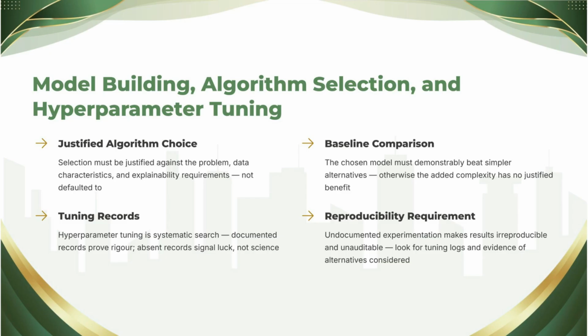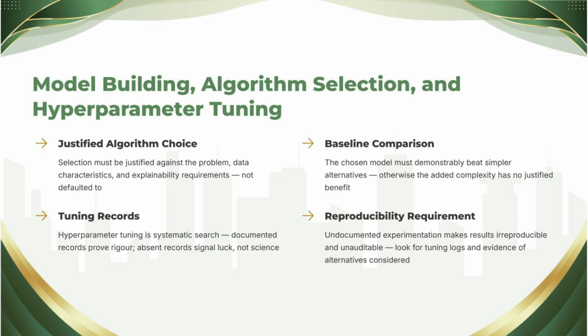Second, the experimentation process. Model building is iterative. Try, measure, adjust, repeat, sometimes hundreds of times. Mature teams use experiment tracking tools that log every run, its settings, and its results. Immature teams keep it in someone's head or a laptop folder called final_model_v7_really_final. You can smell the difference in 5 minutes.